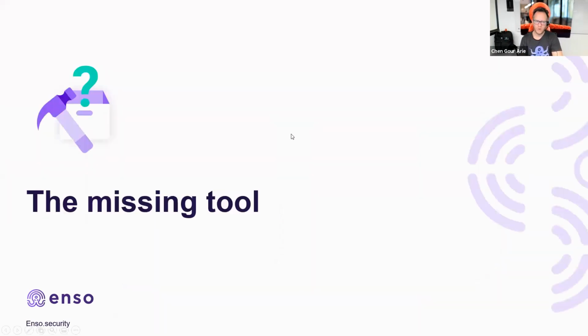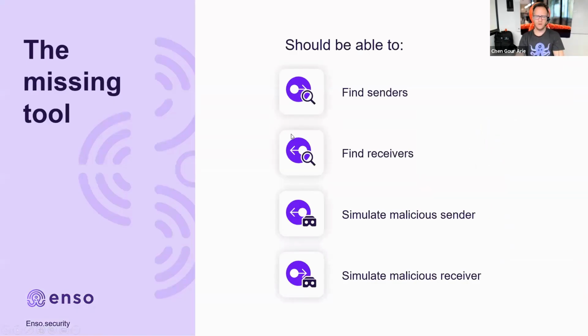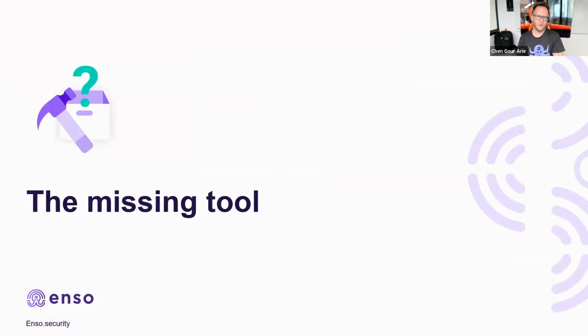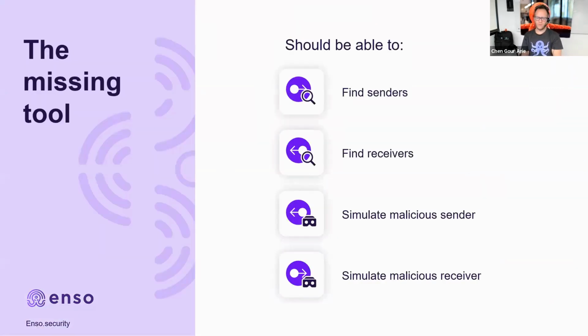Let's talk about how you can actually find these kinds of problems. Sorry, I was expecting another slide here, but the missing tool. So for the first scenario, you need to mount frames and see the messages that they send and see if you see any interesting information. So you want to be finding servers and simulate a malicious receiver to see if you see any sensitive information.